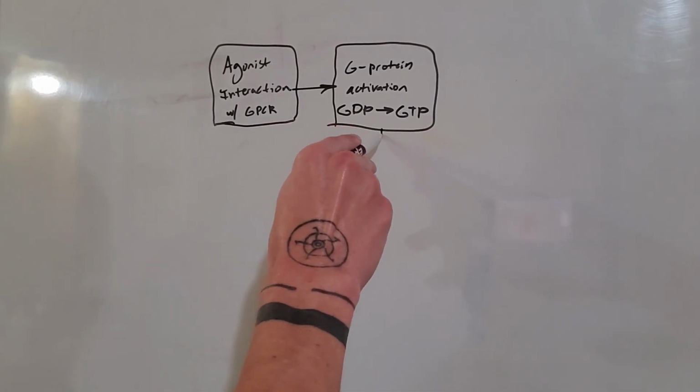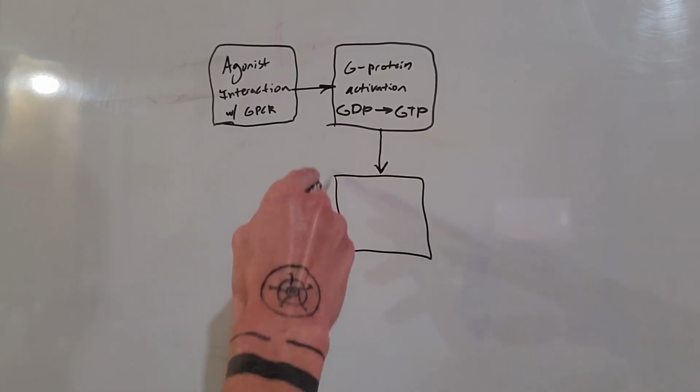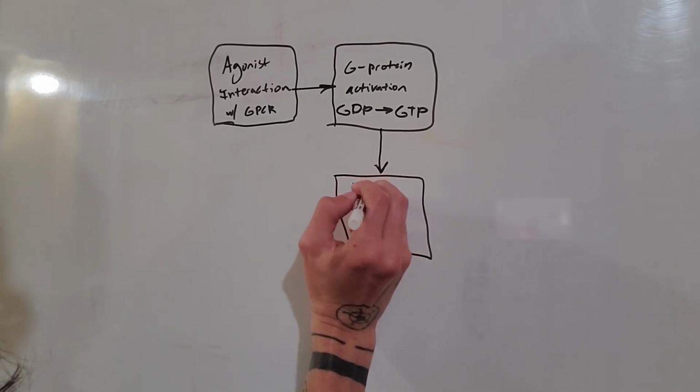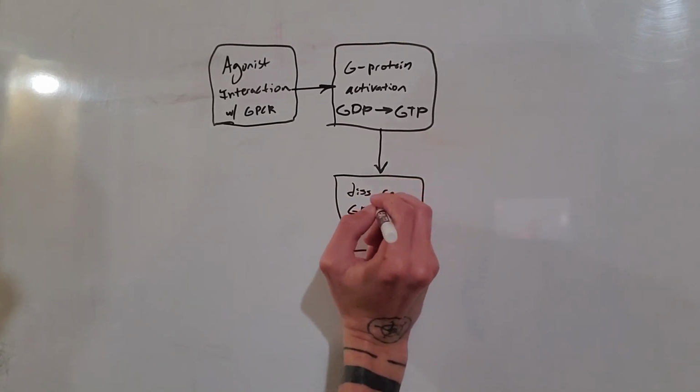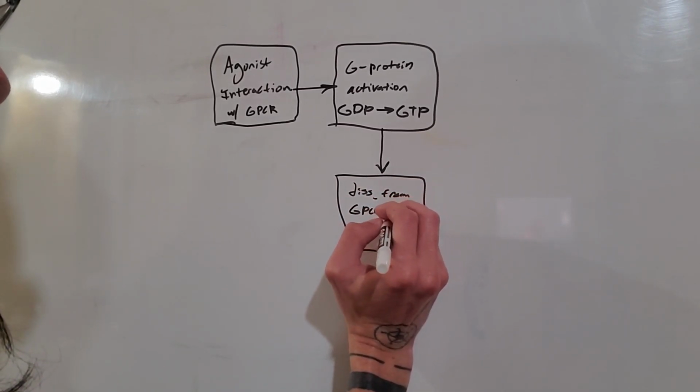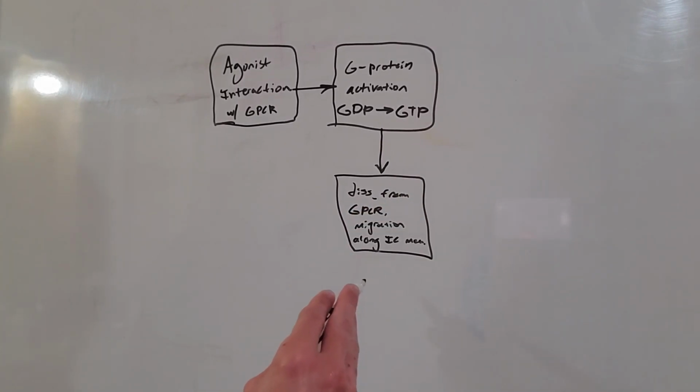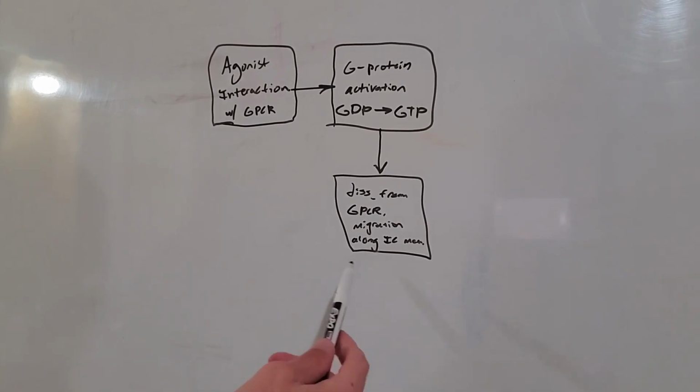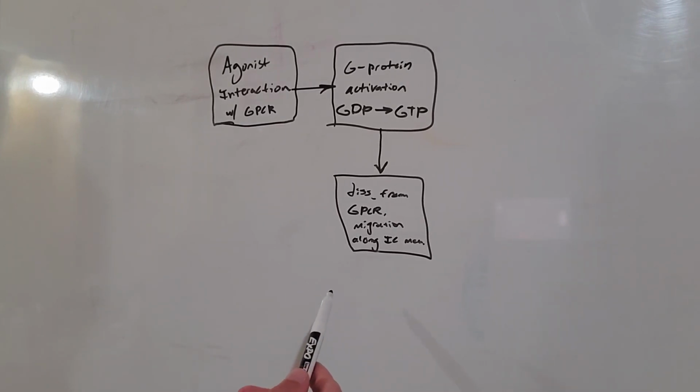After G protein activation, we have dissociation from the G protein coupled receptor, and we have migration along the intracellular membrane. So this is when the alpha subunit of the G protein and then the beta gamma complex both dissociate from the GPCR and then also dissociate from each other. And they move along the cellular membrane, which you have to imagine is in a 3D space. It's not like they're following a train track. They can go in multiple directions until they encounter an effector protein.